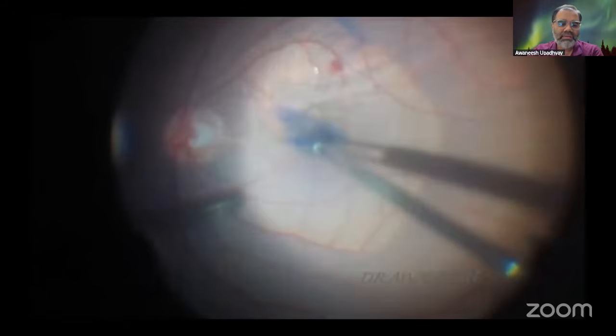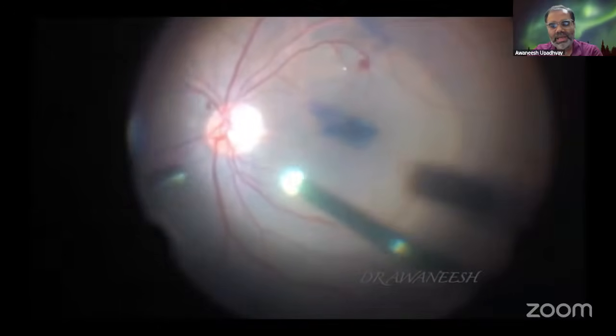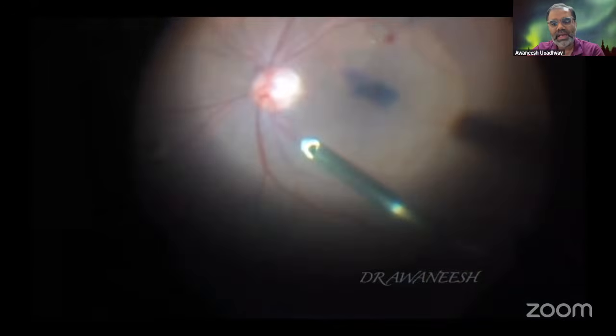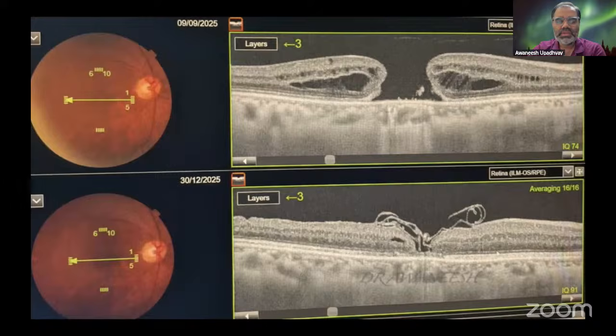The other thing which I have changed is, I don't peel up to the edge of the hole. I leave around 100 microns of a hinge of the ILM towards the edge, so that the graft is not dislodged. And then after that, I do the fluid-air exchange, and then I use SF6 as a tamponade and positioning for a week. So another case is there after this.